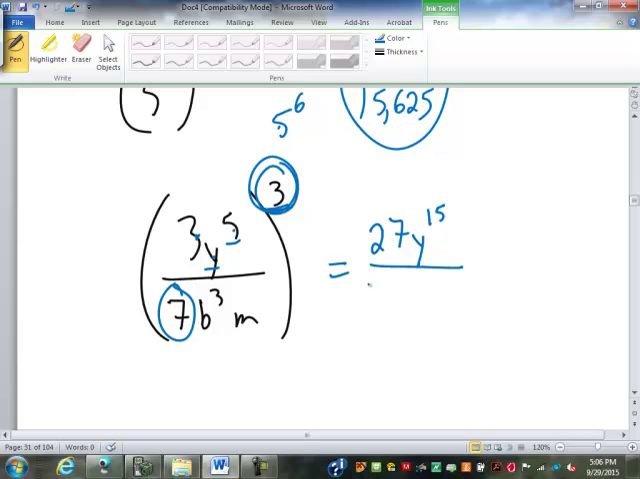7 to the power of 3 is 343. B to the 3rd to the power of 3 is b to the 9th. And m to the power of 3 is just m to the 3rd.